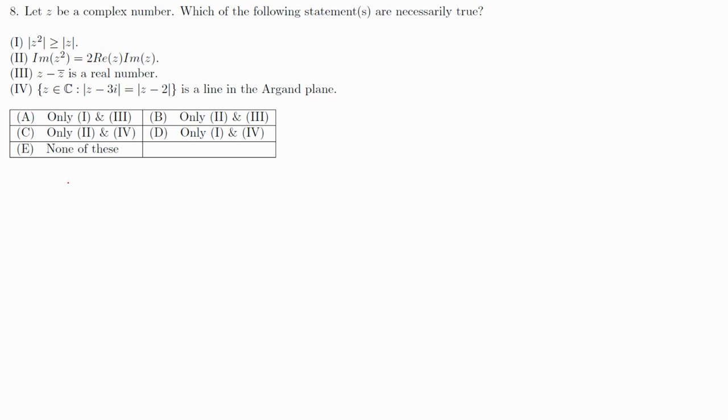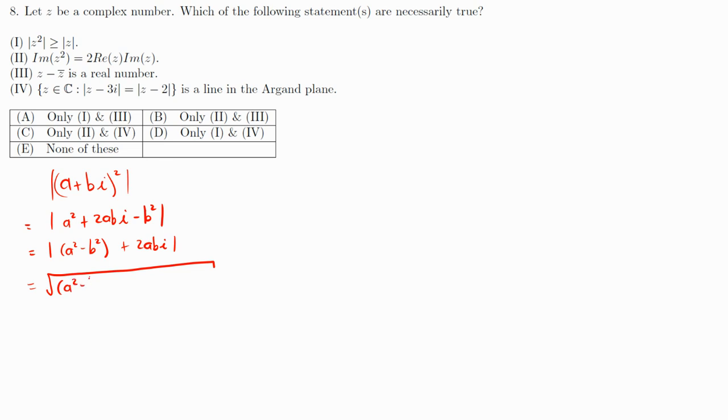So if you say Z squared, so (a plus bi) squared, and we take the modulus of that, it would be the modulus of a squared plus 2abi minus b squared. Okay, and this will just be a squared minus b squared plus 2abi. And if we take the modulus of this, it would be the real part squared plus the imaginary part squared. And this will just be a to the 4 minus 2a squared b squared plus b to the 4, and then this is also plus 4a squared b squared.